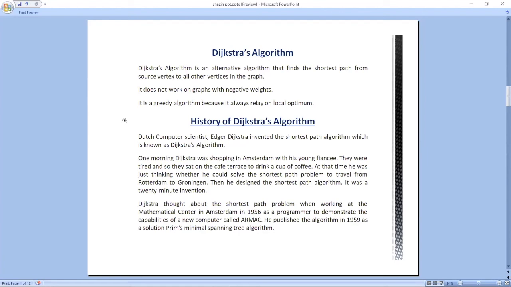Dijkstra thought about the shortest path problem when working at the Mathematical Center in Amsterdam in 1956 as a programmer to demonstrate the capabilities of a new computer called ARMAC. He published the algorithm in 1959 as a solution alongside Prim's minimum spanning tree algorithm.